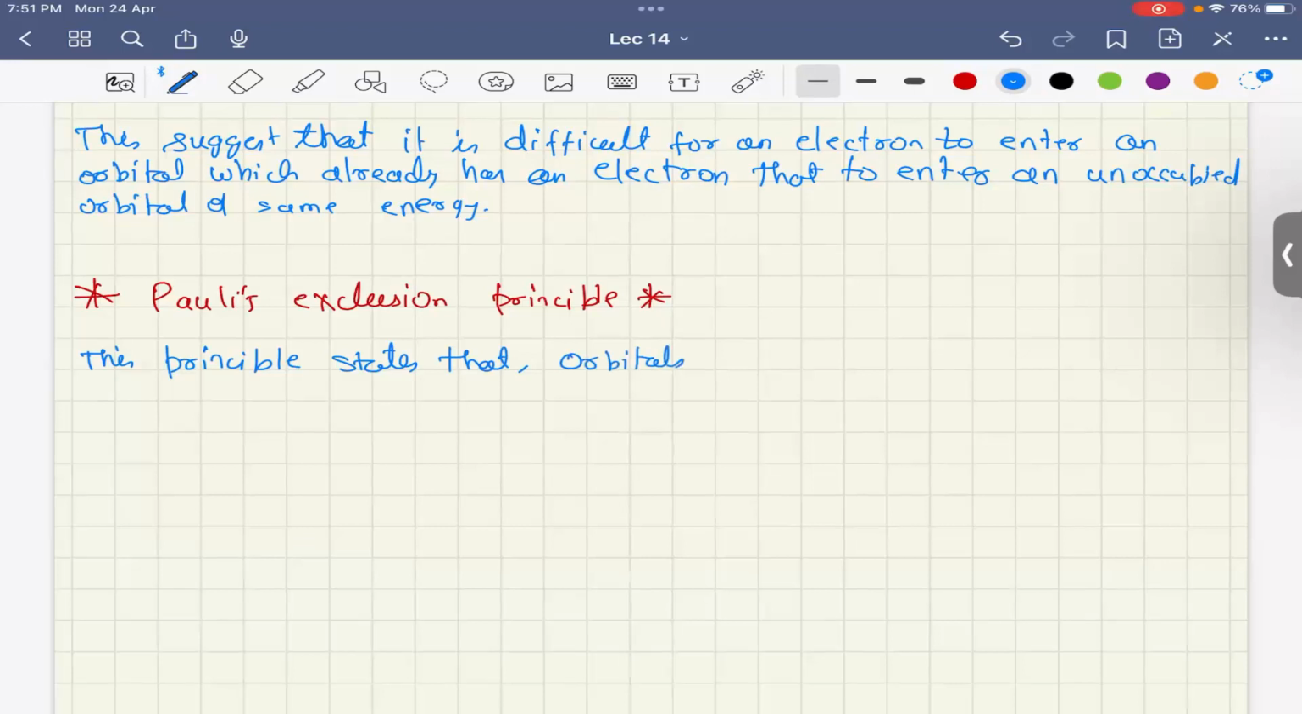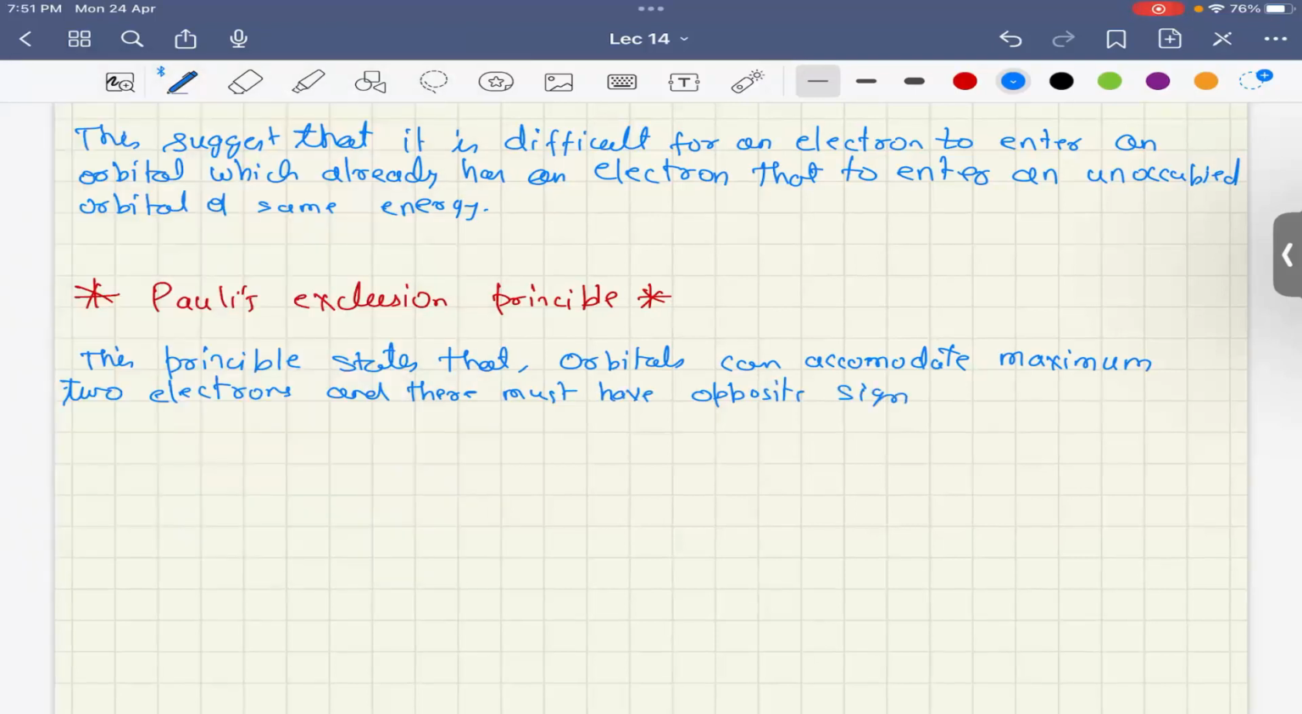An orbital can accommodate a maximum of 2 electrons and they must have opposite spins. This is related to the spin quantum number, where ms equals plus 1 by 2 or minus 1 by 2. So this principle only states that. This principle thus limits the accommodation of electrons in an orbital. This means that an orbital can have 0, 1 or 2 electrons. Moreover, if an orbital has 2 electrons, they must be of opposite spin.